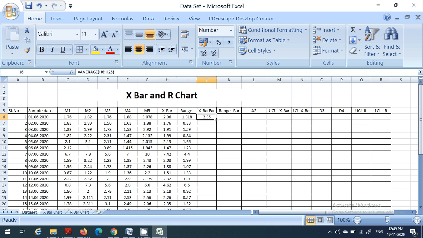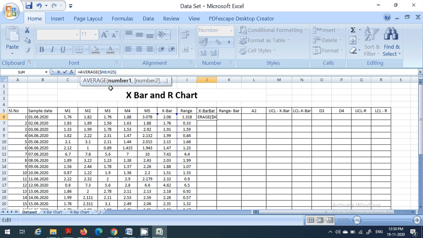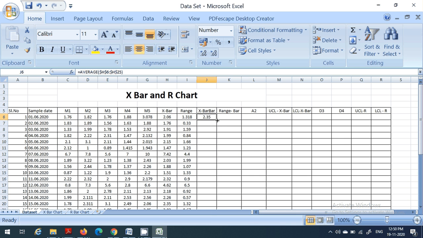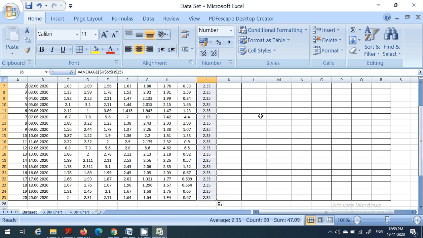So here, because X double bar is going to be the same for all the data sets, if you extend it like this, you will have different values. So it has to be unique for all. That's why this has to be deleted and given unique values. That's why the dollar symbol has to be used. Yes, and if you track the values, it will be the same for all possible values.